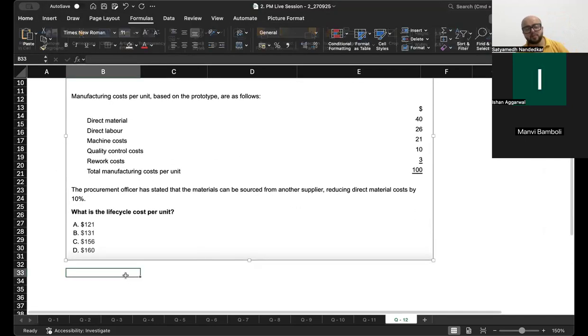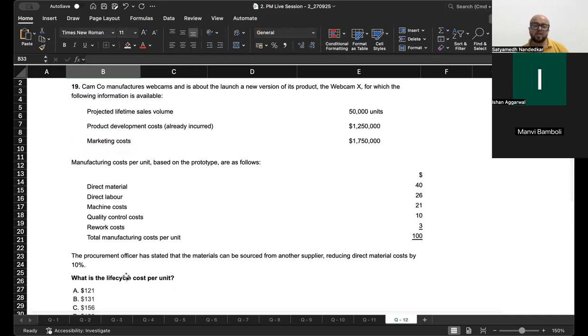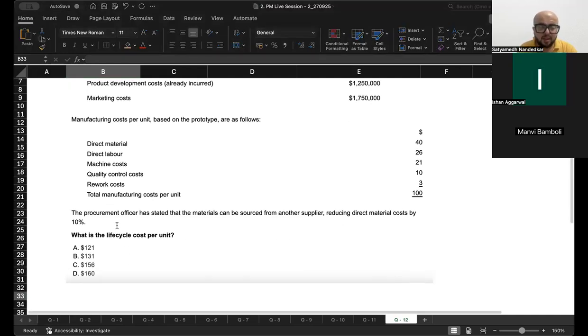What is the life cycle cost per unit? Cam company manufactures webcams and is about to launch a new series of its product, the Webcam X, for which the following information is available. Projected lifetime sales volume 50,000 units. Product development cost already incurred 1250, marketing cost 1750. Manufacturing cost per unit based on the prototype are direct material 40, direct labor 26, machine cost 21, quality control 10, rework cost 3. The procurement officer has stated that material can be sourced from another supplier, reducing direct material cost by 10%. Then they have asked you what is the life cycle cost per unit.